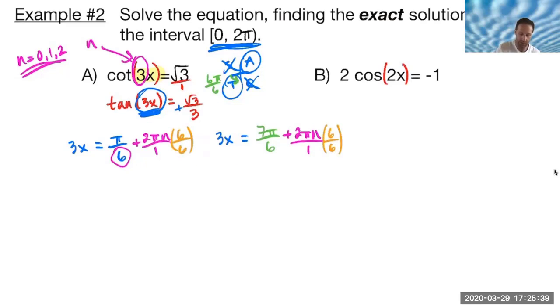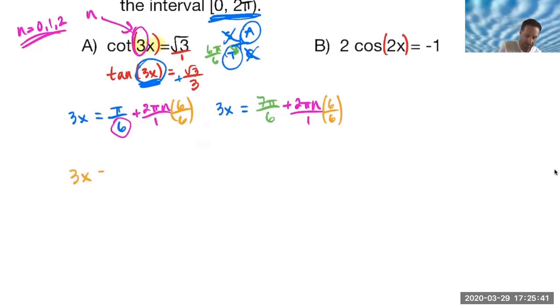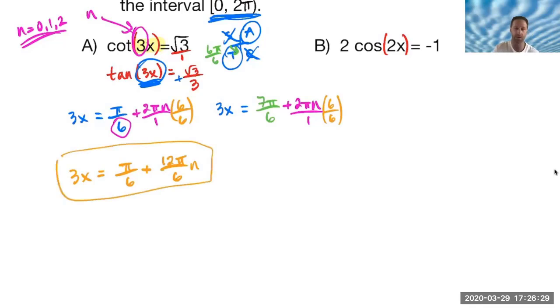So my first answer for this, which again, I haven't technically solved for it yet, but this is how they're all going to look. This one's going to be pi over 6 plus, this becomes 12 pi over 6 n times. Now again, hopefully you can see the way that I've written it. 12 pi over 6 is still 2 pi, or 360 degrees, one rotation, revolution around. So now I have 3x equals pi over 6 plus 12 pi over 6 n times. And this is what I'm going to use to find all of my answers for quadrant 1.